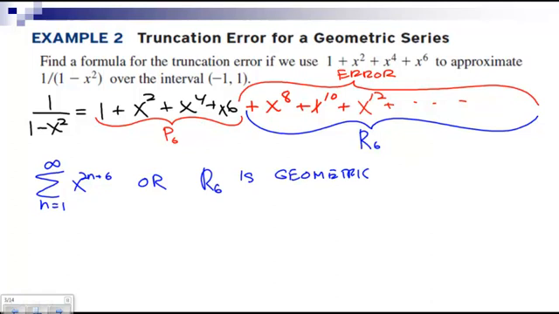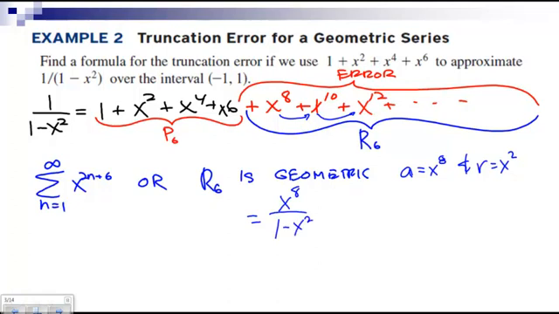Hold on, let me get that written down so everyone else can see it. With a equal to x to the 8th, because that's the first term in the series, and r equals x squared, because every term beyond there gets bigger by x squared. And so R6 is exactly x to the 8th over 1 minus x squared. The absolute value of that we'll call the error.